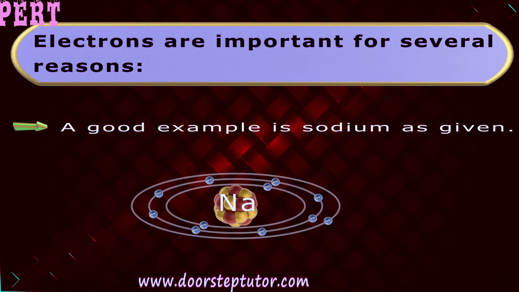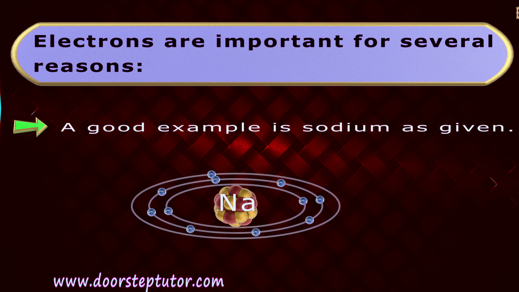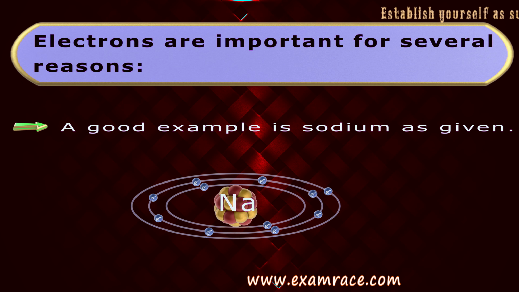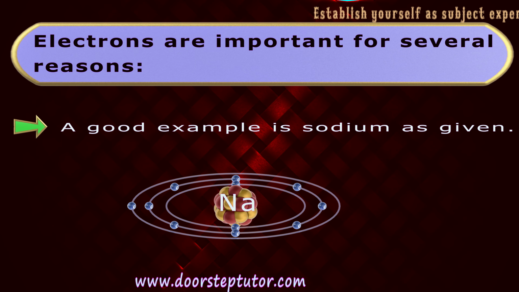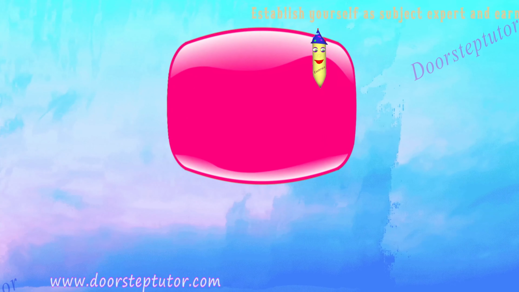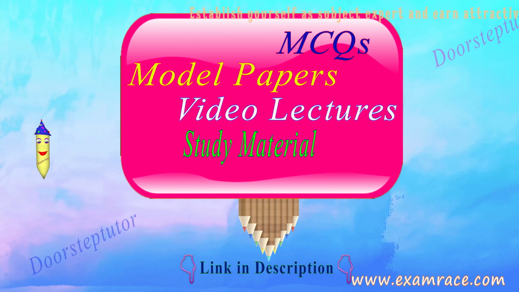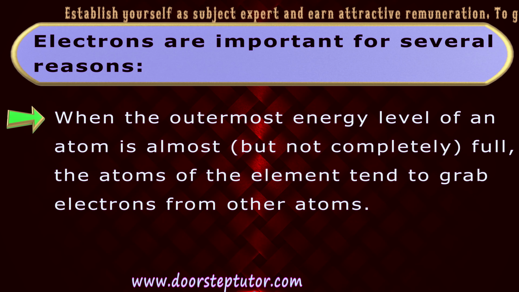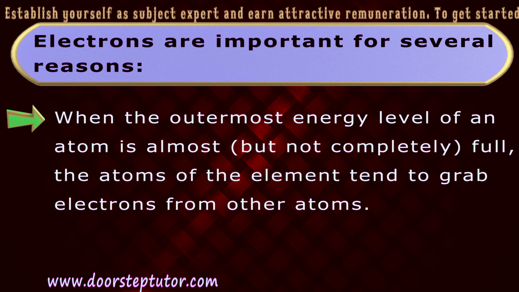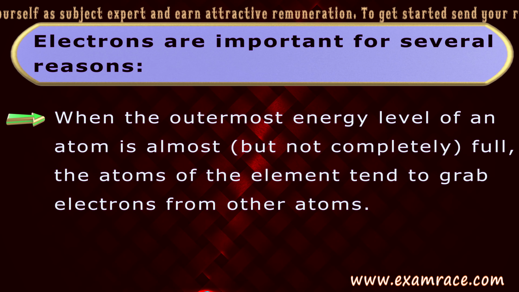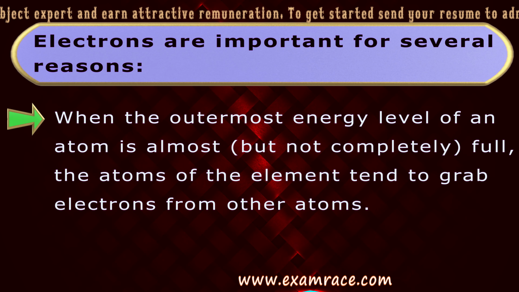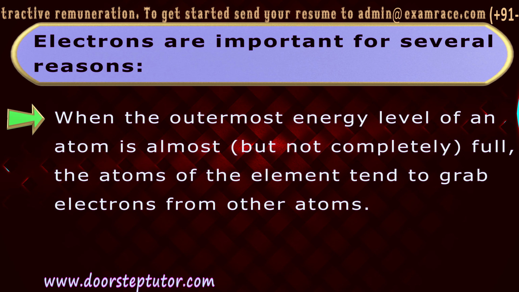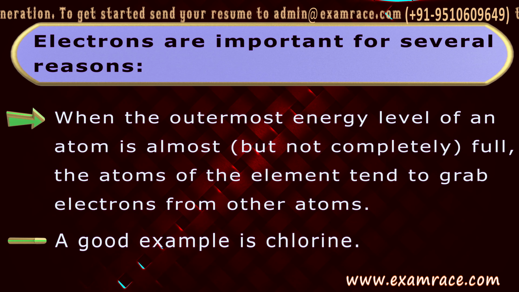In the outermost shell, this sodium atom has only one electron, and it can give its one electron to another atom. Okay, now let's see another case, when the outermost energy level of an atom is almost full, but not completely full. It needs one, two, or three electrons to complete its outermost shell. So what will it do?